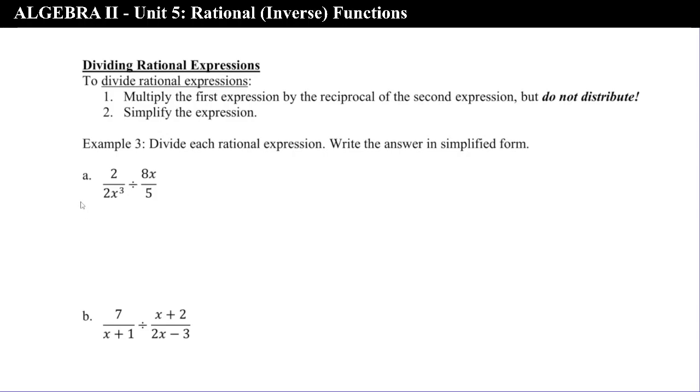We have 2 over 2x to the third. That's going to stay the same. But now we're going to multiply by the reciprocal. And when we do that, we get 2 times 5, which is 10. 2 times 8, which is 16. x to the third times x is x to the fourth. And then we can reduce that fraction down to 5 over 8 x to the fourth.